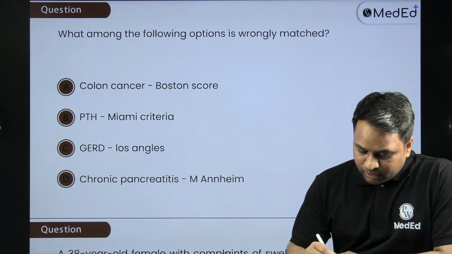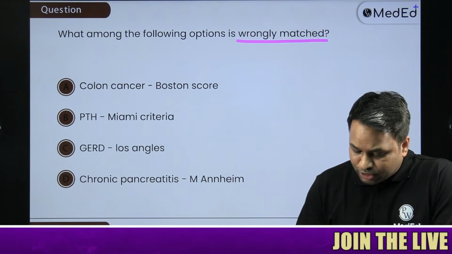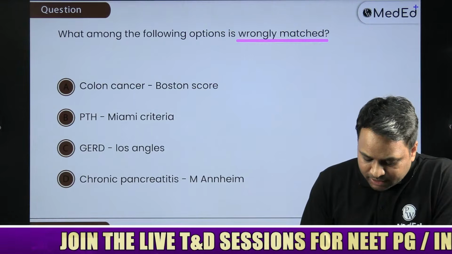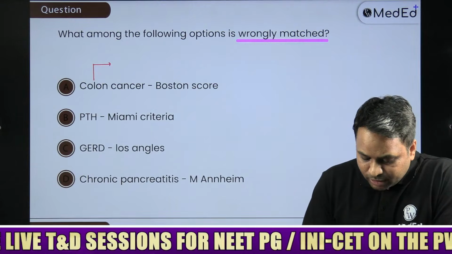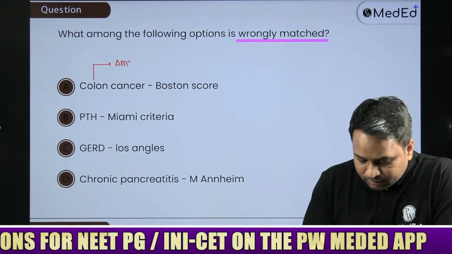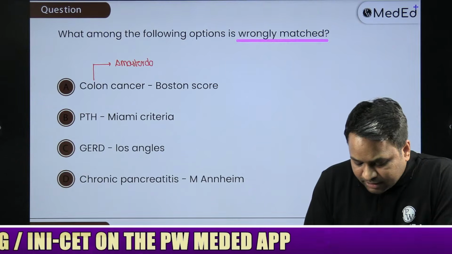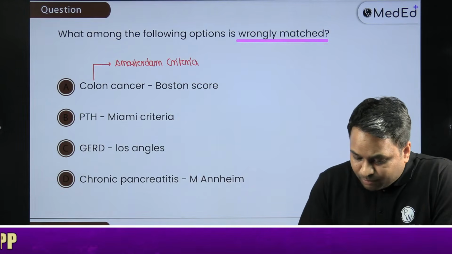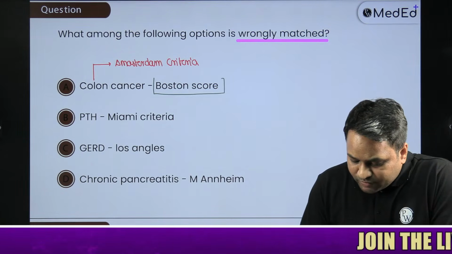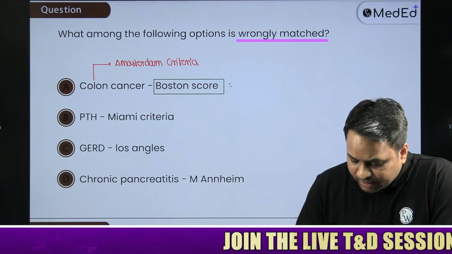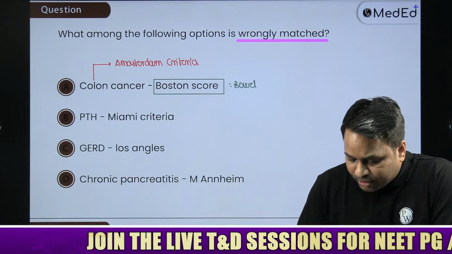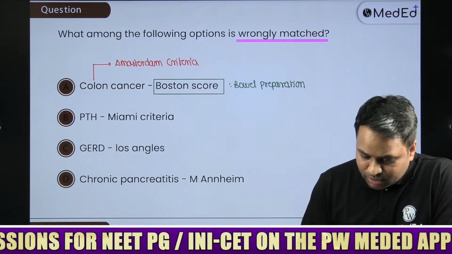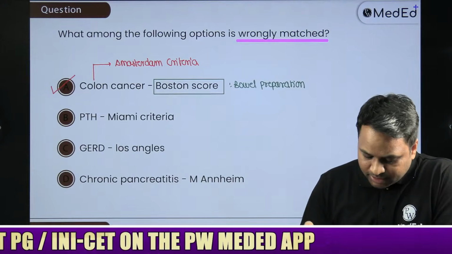Okay, which of the following options are wrongly matched? Colon cancer, we all know colon cancer. If you are going to talk about the criteria, it is going to be Amsterdam, the Amsterdam or the modified Amsterdam criteria. What is this Boston score? Boston score is for bowel preparation. So hence this is wrongly matched. Your answer A is correct, right?